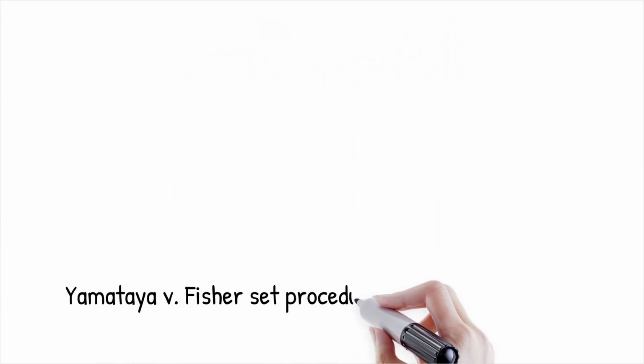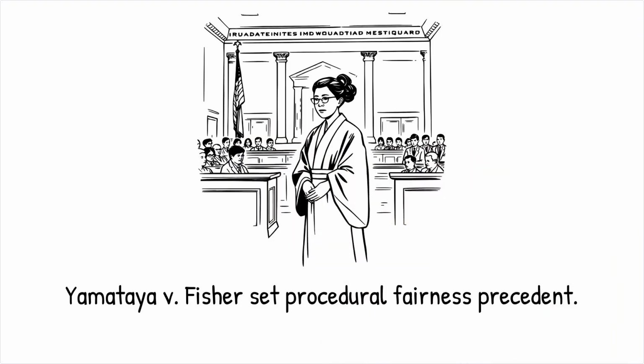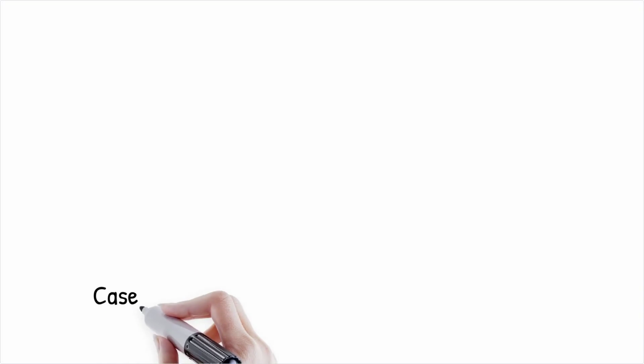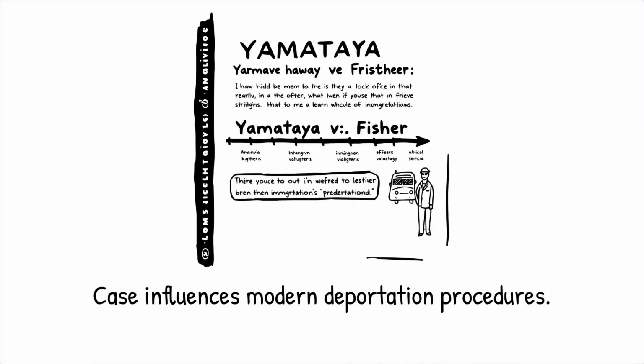Yamataya v. Fisher, 1903, arose from the summary deportation of Kaoru Yamataya, a Japanese immigrant deemed a public charge shortly after entering the U.S. The Supreme Court's unanimous ruling upheld her deportation but established that non-citizens within the U.S., even those who entered unlawfully, are entitled to Fifth Amendment due process in deportation proceedings, including notice and a fair hearing. The case set a foundational precedent for procedural fairness in immigration enforcement, influencing modern deportation procedures while highlighting the limits of early 20th century protections.